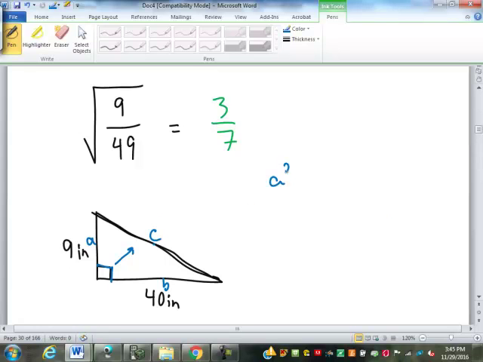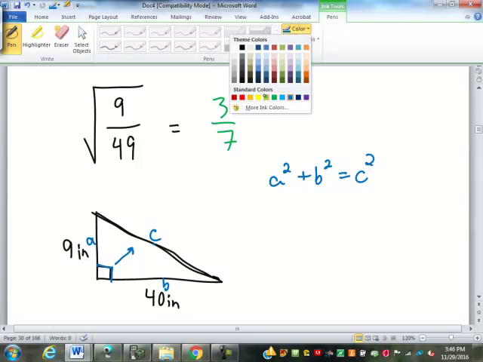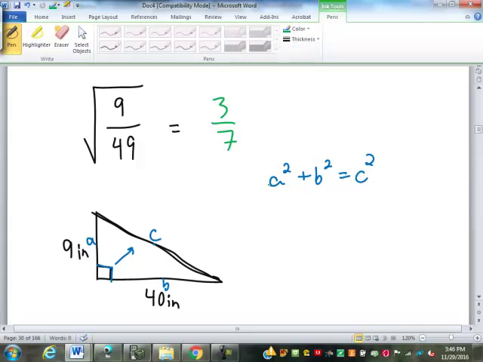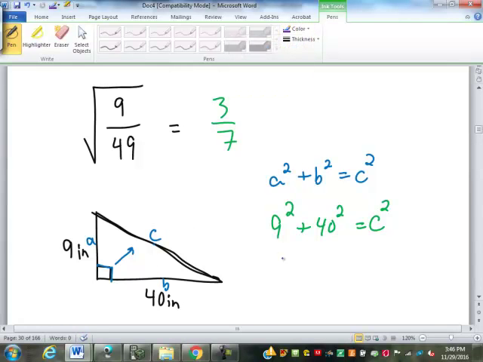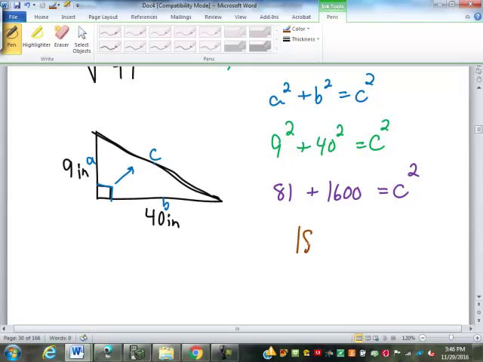Remember that relationship is A squared plus B squared equals C squared. So now we put those numbers in. A is going to be 9, so that's 9 squared, plus B is 40, so that's 40 squared, equals, my missing side, I'm just going to leave that as C. So C squared. 9 squared is 81. 40 squared is 1600, equals C squared. 81 and 1600 is 1681.